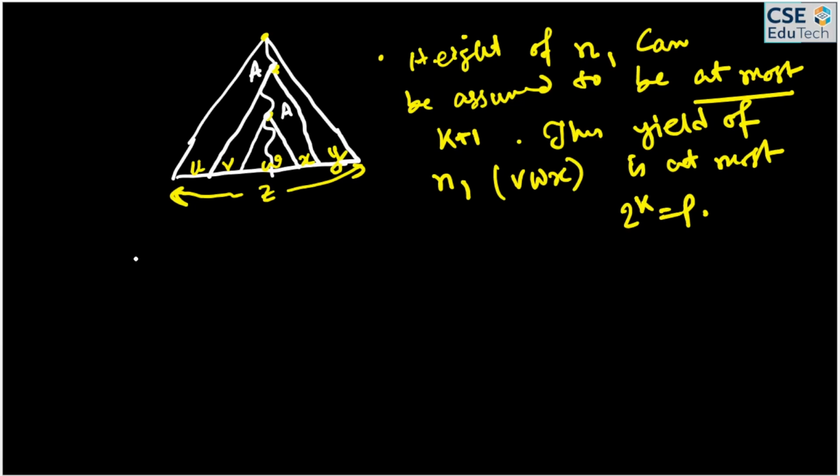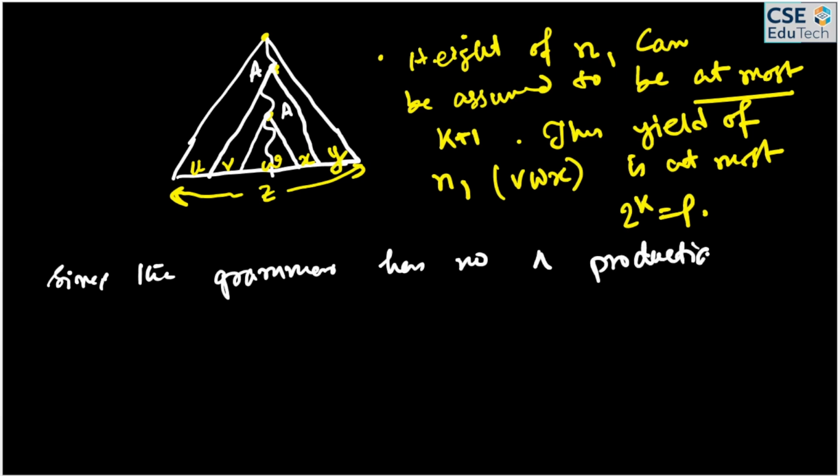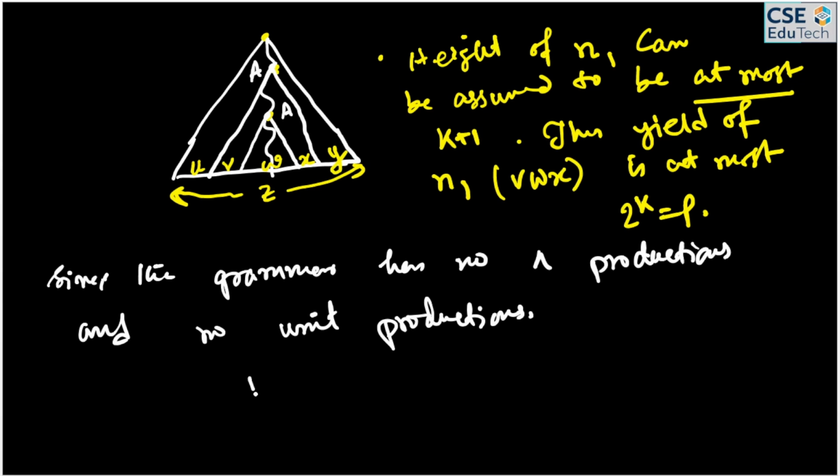Since the grammar has no null productions and no unit productions, obviously vwx is not equal to epsilon, and hence the length of v and x together should be greater than 0. Both of these cannot be 0 simultaneously.